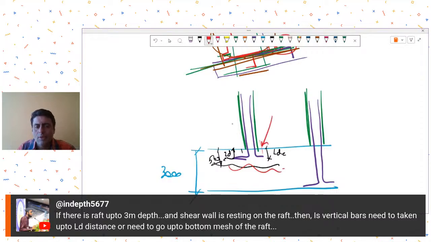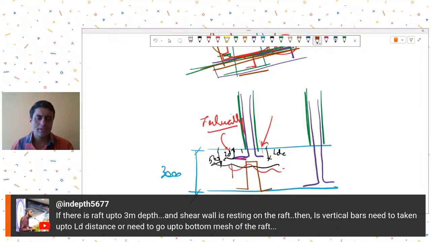So technically you can terminate it over here, after providing the necessary LDT and LDC values. But from the practical point of view, supporting this reinforcement cage before concreting is done will be difficult, isn't it? Because it is hanging or suspended in air right now. So maybe then you will have to provide some chairs to rest this. So that might be done.